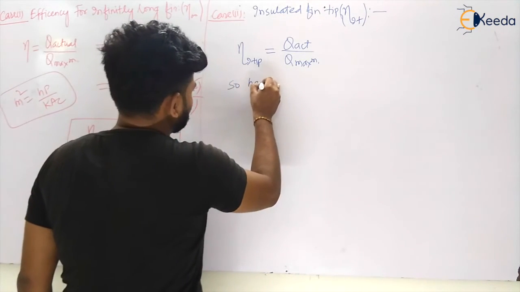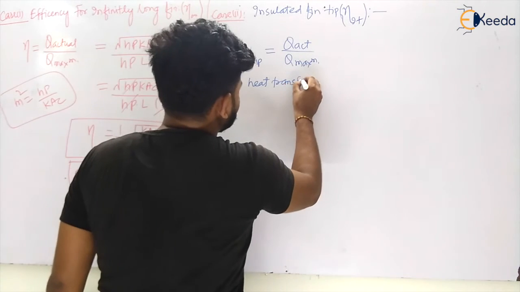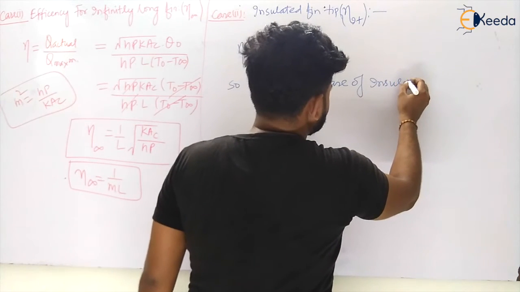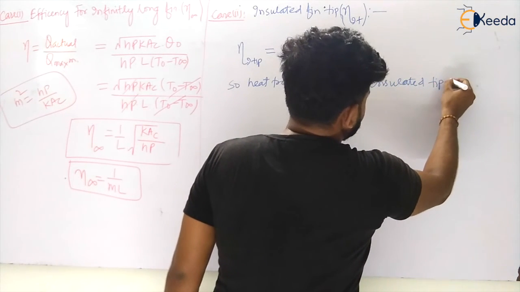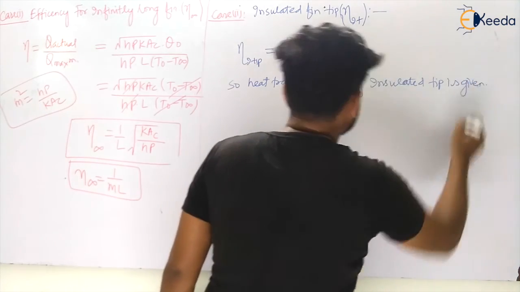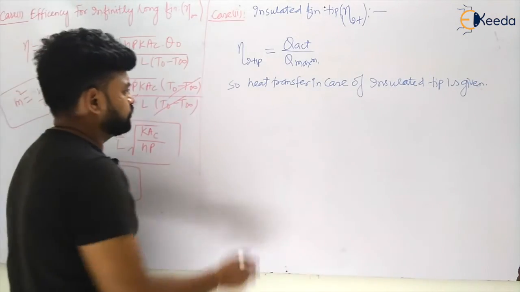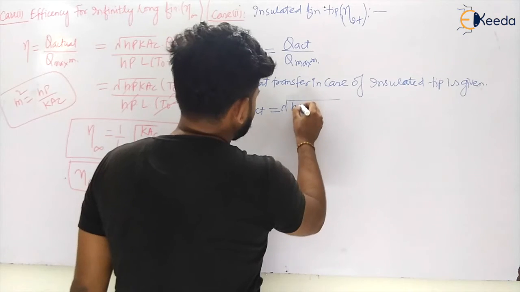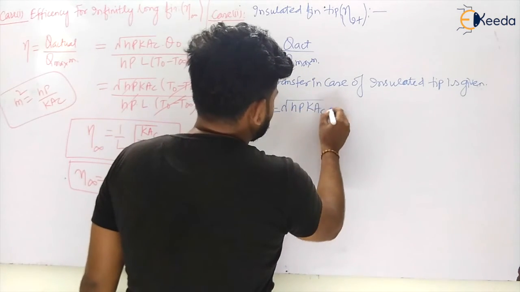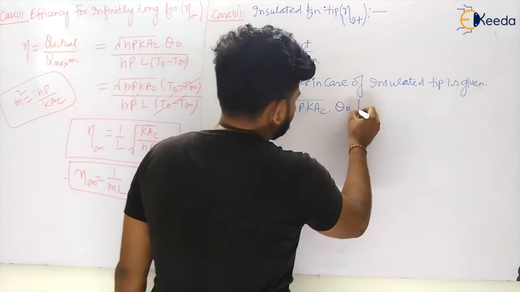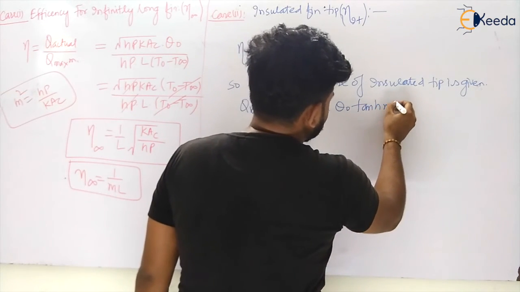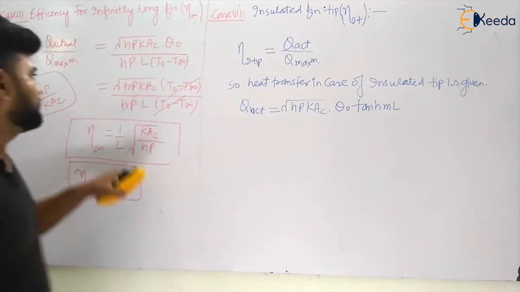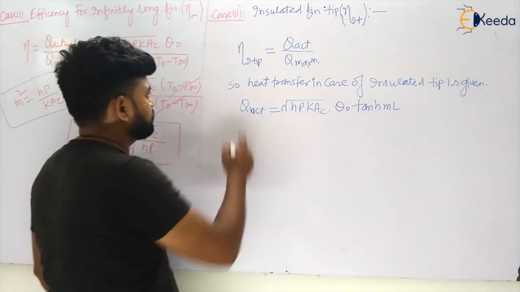So what will be the actual heat transfer in the case of insulated tip? Let us see. So heat transfer you can easily calculate. You know the formula. So this will be the actual heat transfer for the insulated tip. This will be given by under root of hPkAc multiplied by theta naught tanh mL, my dear students. So this is Q actual, and we have already seen the Q maximum.